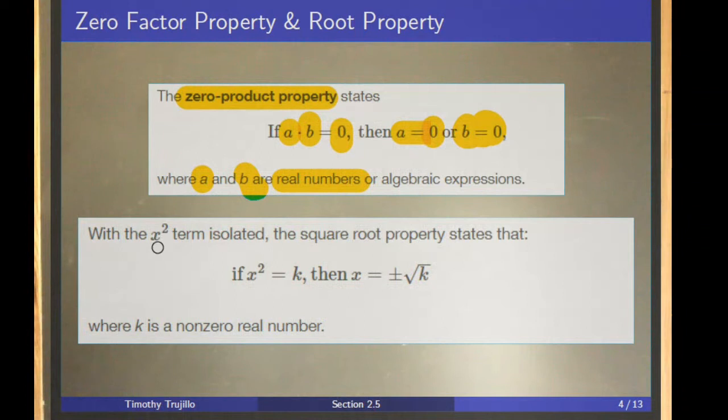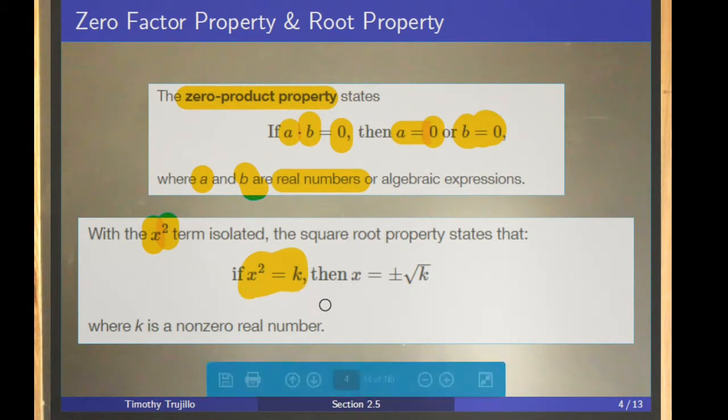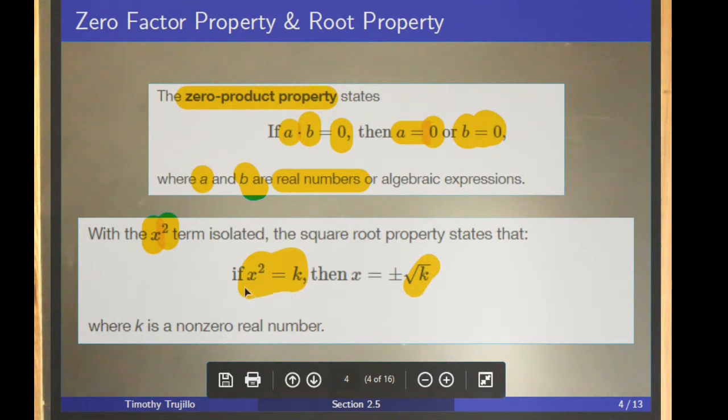And then the second is that when we're trying to isolate an x squared, so when we're trying to solve for x, if we're trying to isolate an x squared term, we should take the square root of both sides. For example, if we have an equation like this, x squared is equal to k, where k is non-zero. Then what we'll do is take the square root of both sides of the equation, the square root of this side and the square root of this side. And we'll get the square root of k on this side. And then the square root of x squared will just give us back x.